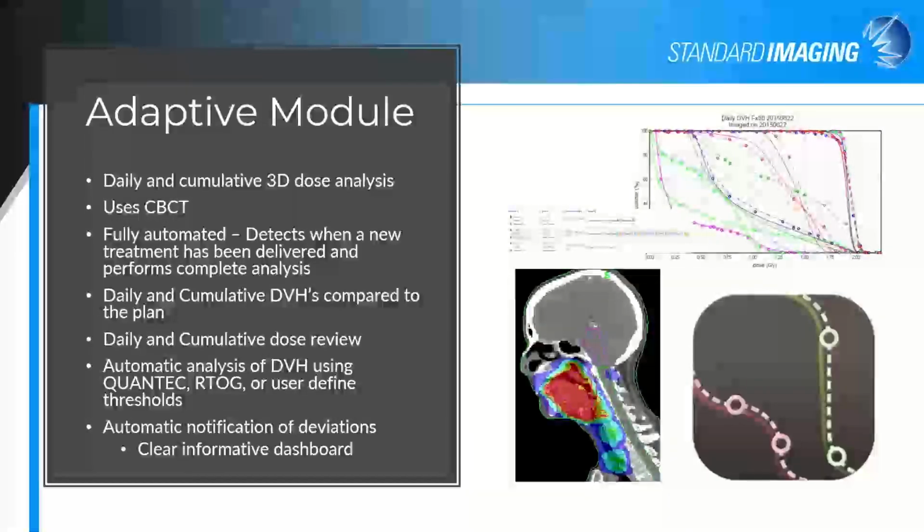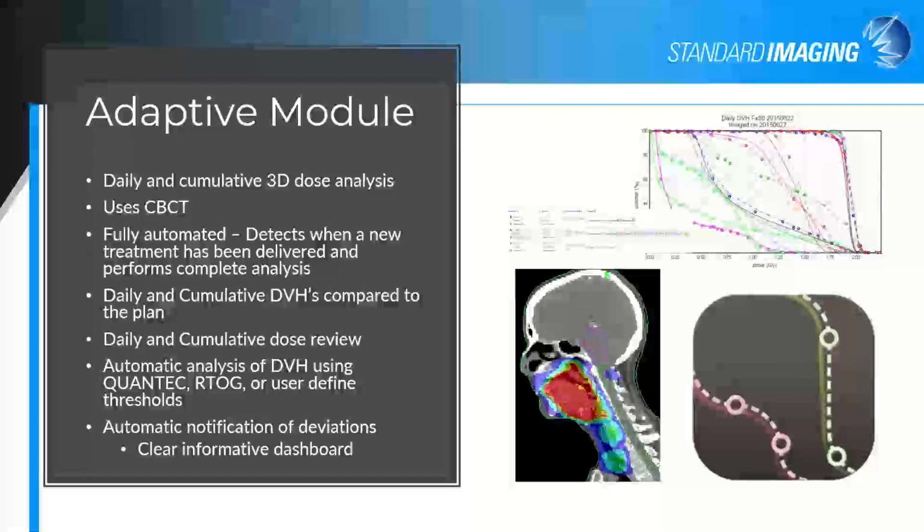Then I'm going to talk about the adaptive module here for just a second before we jump into INVIVO. So this is a daily and cumulative 3D dose analysis. It is using the daily cone beam CT, where we actually create essentially a merge image, and we deform the contours over to that merge image, and then basically calculate the dose.